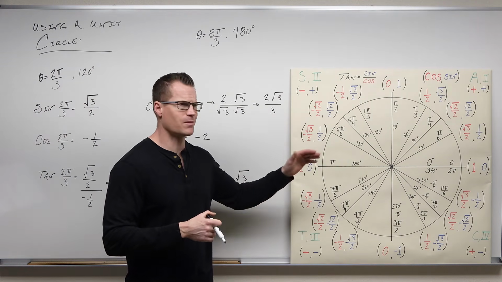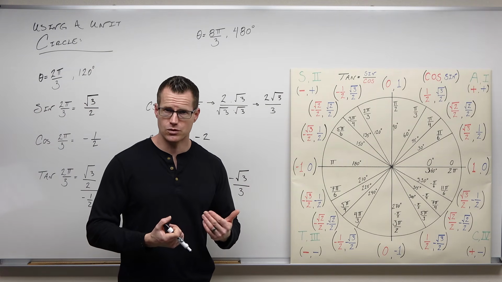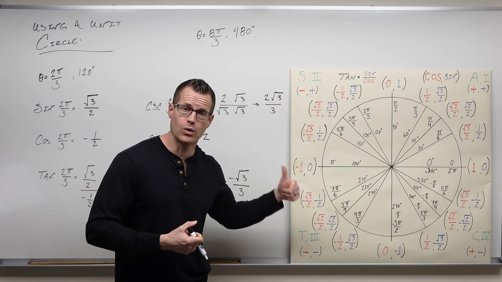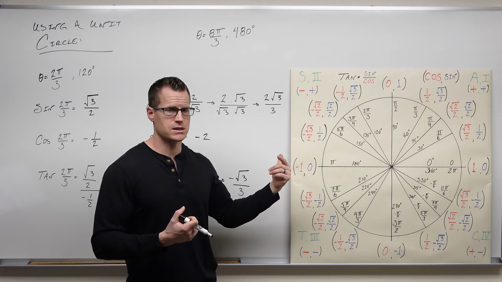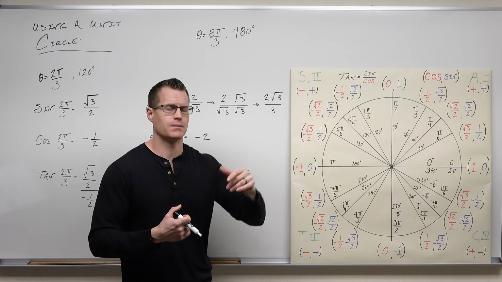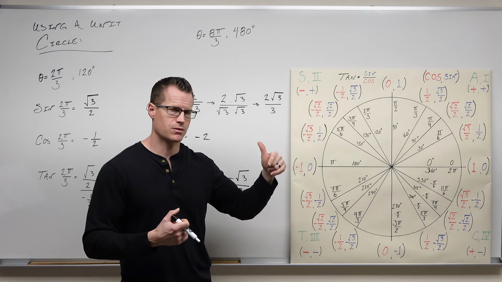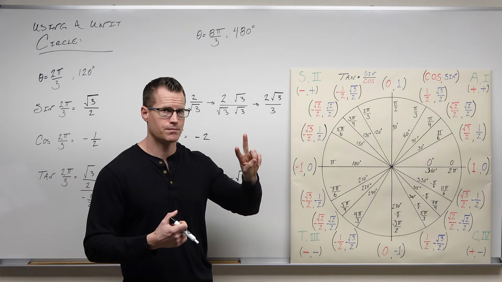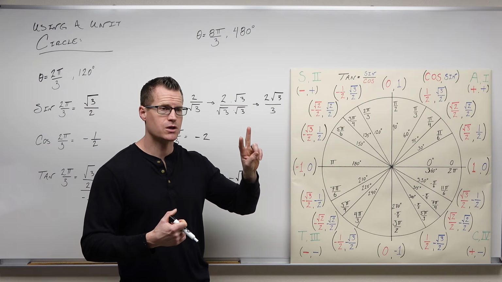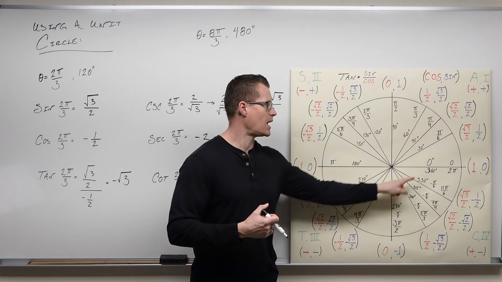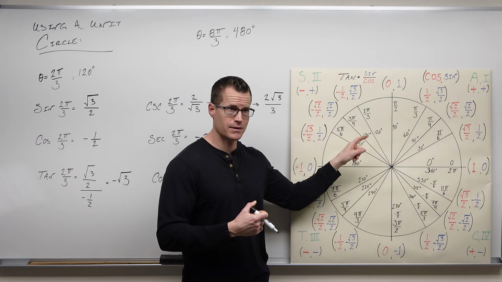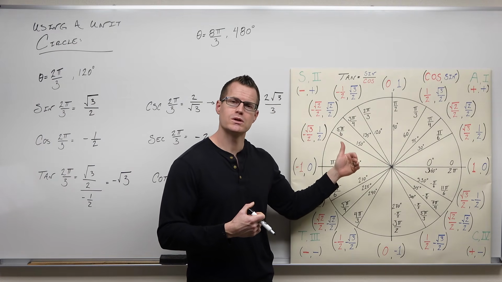Well, 8 pi over 3 is not on my unit circle. That's true. It's actually more than 1 full revolution. 8 divided by 3 is, well, let's see. Think about this for a second. 8 pi divided by 3, 8 over 3 is 2 and 2/3. So 8 pi over 3 says I'm going to go to 2 pi and then 2/3 of a pi. That's what that means.